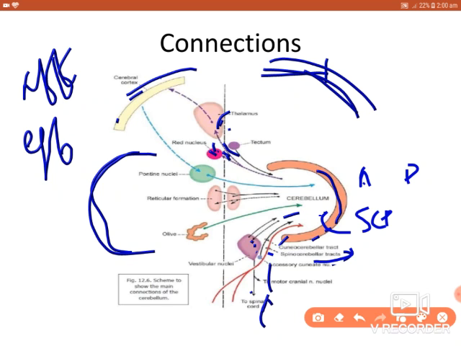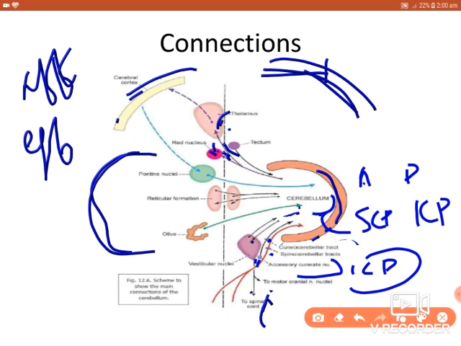Then the posterior spinocerebellar tract carries proprioceptive impulses from the lower limb and the trunk, and reaches the cerebellum through the inferior cerebellar peduncle. Then there is the cuneo-cerebellar tract, coming from the accessory cuneate nuclei in the medulla, which carries proprioceptive impulses from the head and neck to the cerebellum through the inferior cerebellar peduncle. So the medulla connects the cerebellum by means of the inferior cerebellar peduncle.